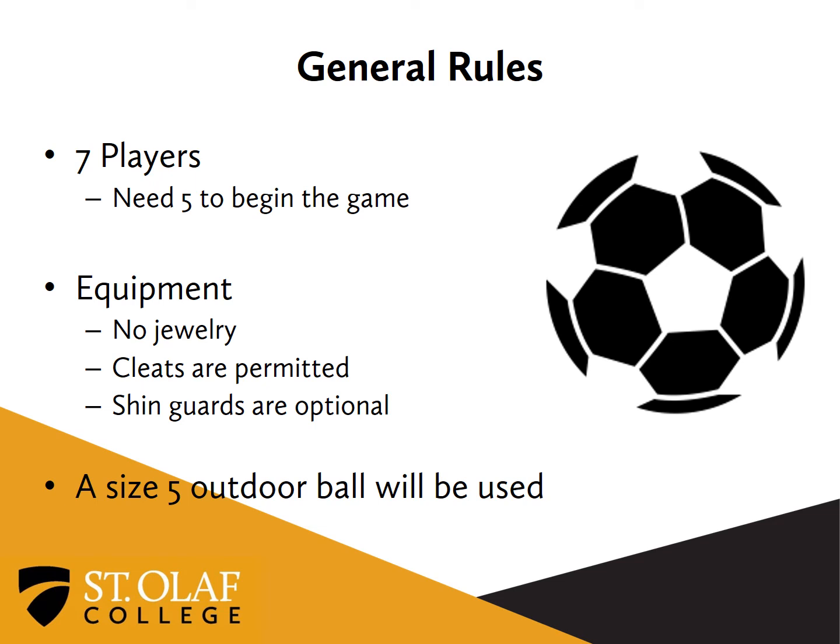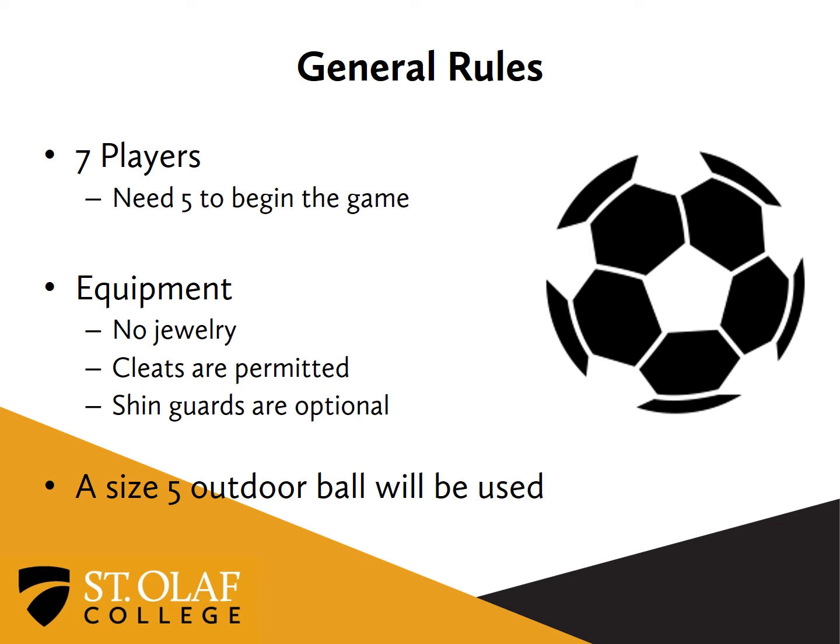Moving on to the outdoor soccer playing rules. The game is played 7-on-7, including the keeper. However, teams may begin the game with 5 players. Remember that you must have at least 7 players on the roster before the registration deadline in order to be scheduled for the league.